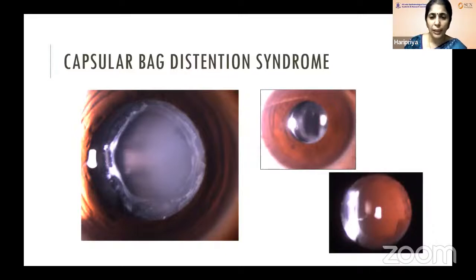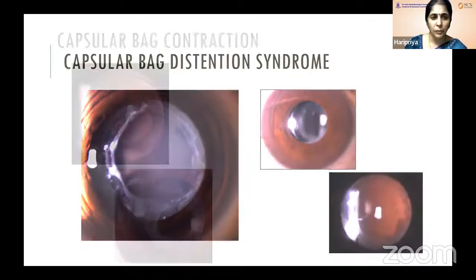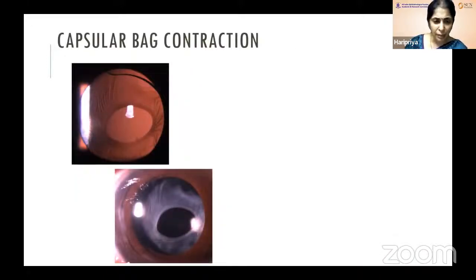So doing a YAG capsulotomy, the patient has immediate relief, and more so over the next 2 or 3 days once the lens matter in the anterior vitreous gets absorbed. Capsular bag contraction is something which we would see, especially in patients who are more prone to it, like patients with retinitis pigmentosa or pseudoexfoliation or ectopia lentis.